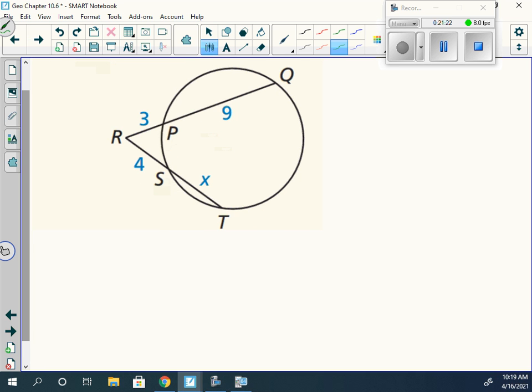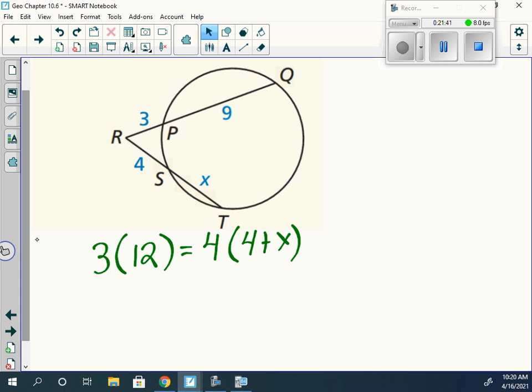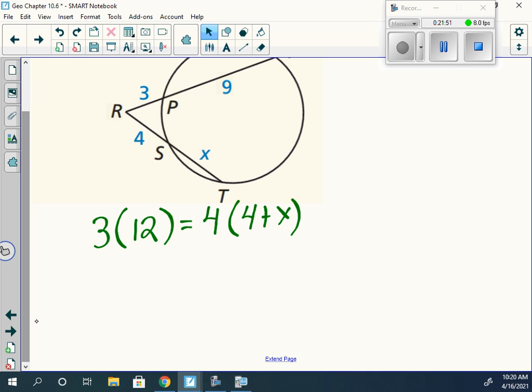Exactly, so we would say 3 times 12, because the entire length would be 9 plus 3, and 9 plus 3 is 12, is equal to 4 times 4 plus x. We have to rewrite that out because we can't add 4 and x together. They're not like terms, so we can just write it as 4 plus x or x plus 4. Either one would work.